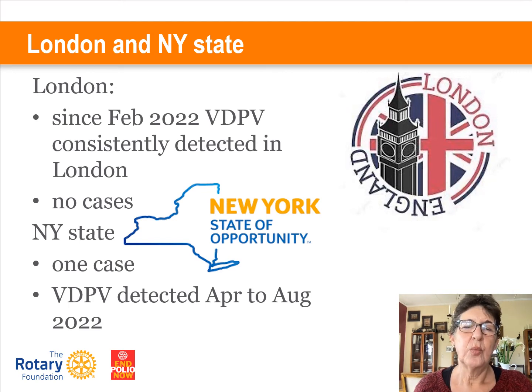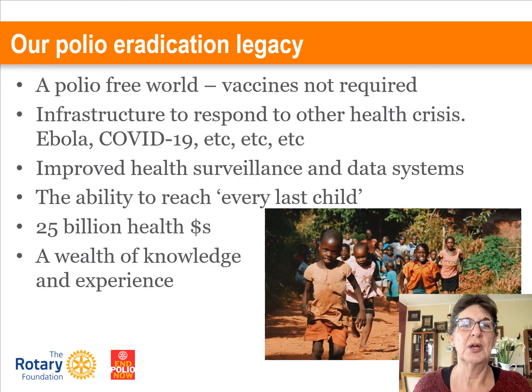But before we started vaccinating, there were 350,000 cases of polio every year. So this is people paralysed by polio. And so we have this amazing legacy already, and it will just get better in the future. So in a polio-free world, we will not require vaccines. Imagine how much money that's going to save.